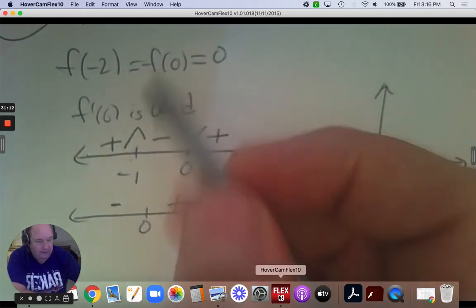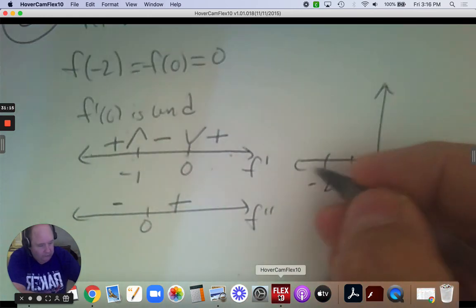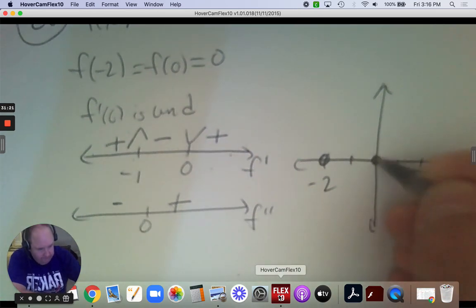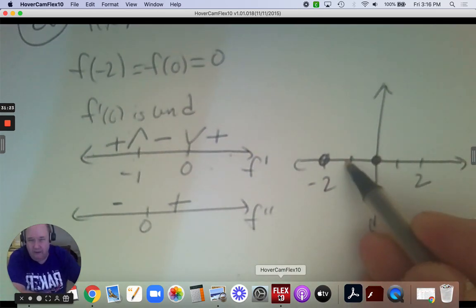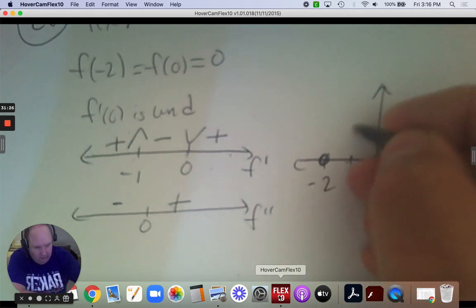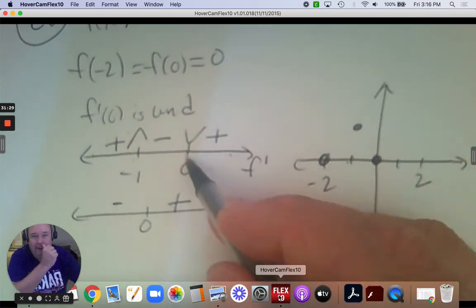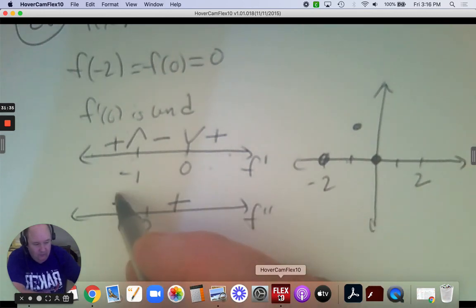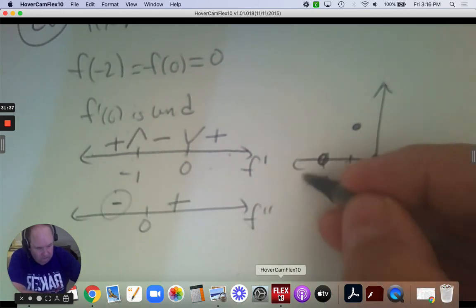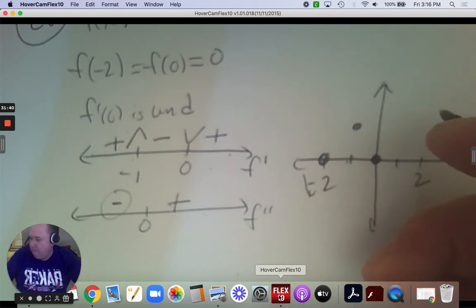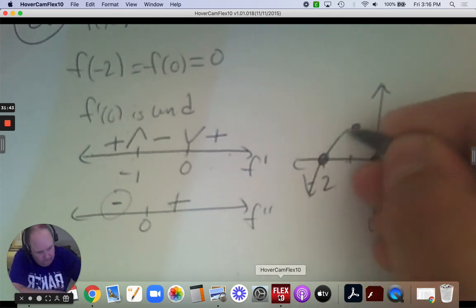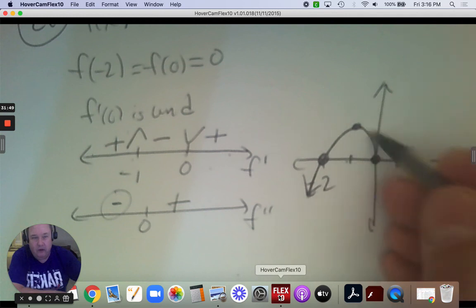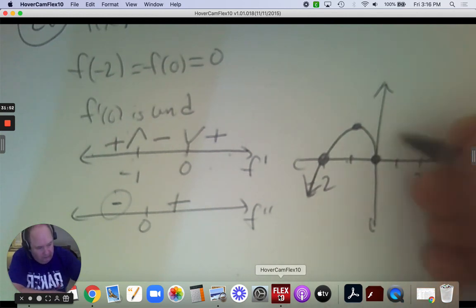At the beginning, -2 gives you the answer 0. 0 gives you the answer 0. We're told that at -1, we have a maximum. I don't know where it occurs, but there's a maximum at -1. At 0, there's a minimum. I know where that is. And now we know concavity. So it's first concave down. And then it changes concavity at 0. So it's concave down, and then from 0 on, it's concave up.